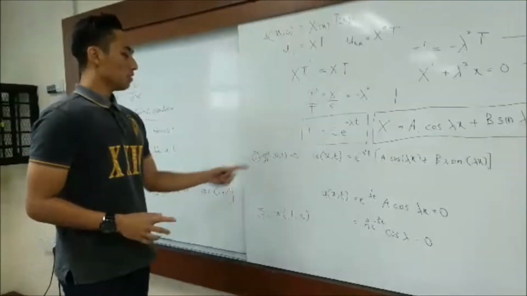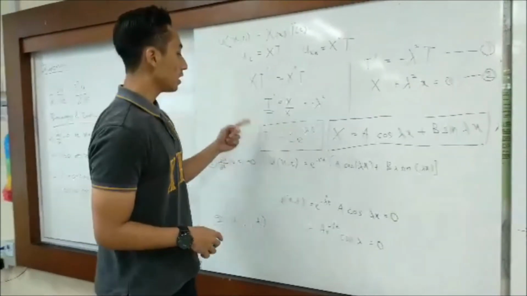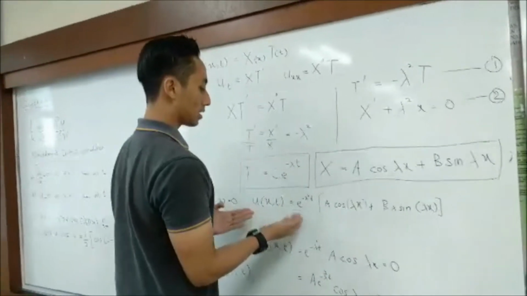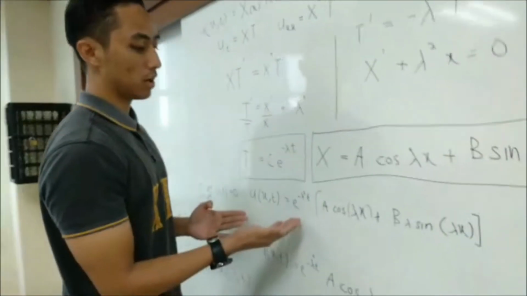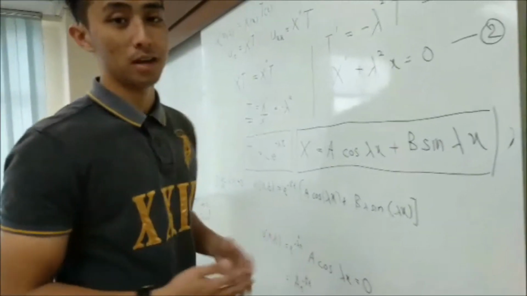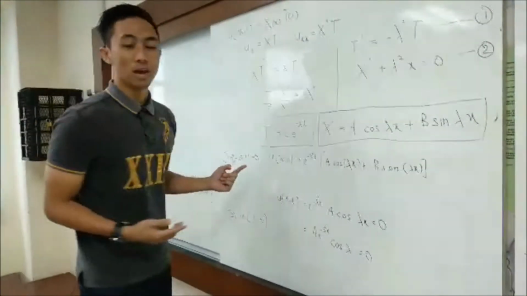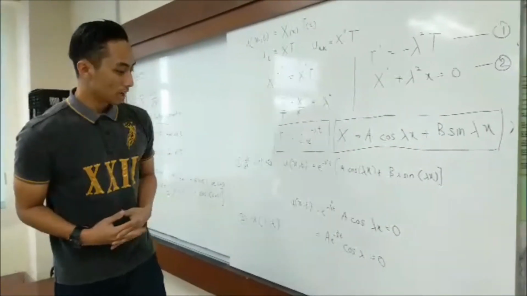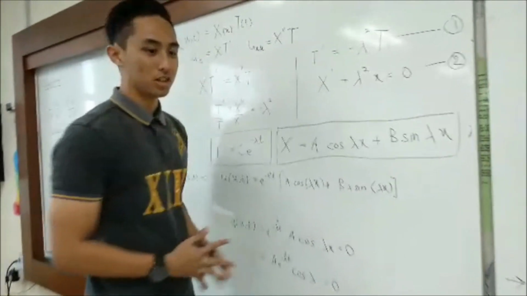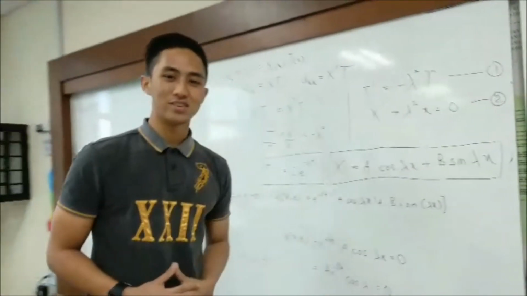So du over dt at x equal to 0, we substitute the value and we will get this answer: e to the power of negative lambda square t, A cos lambda x plus B lambda sin lambda x. And we make x equal to 0, and we will get e to the power of negative lambda square t, A cos lambda x equal to 0.